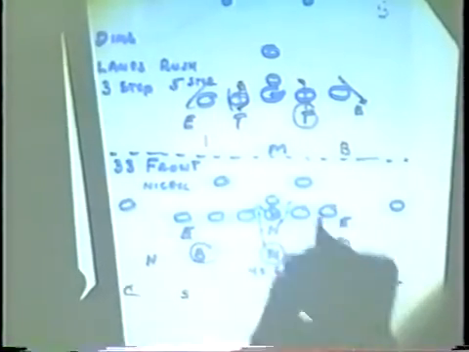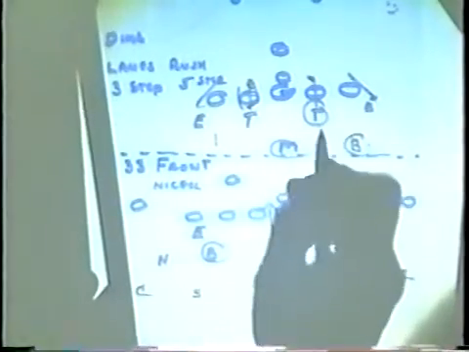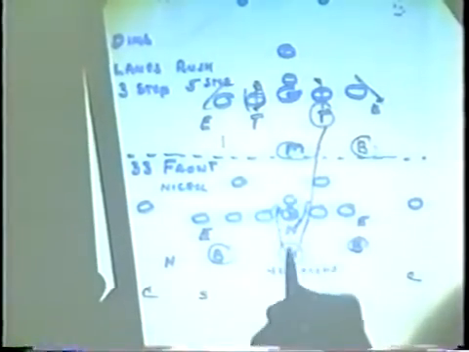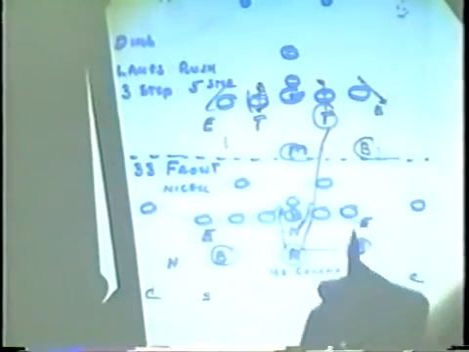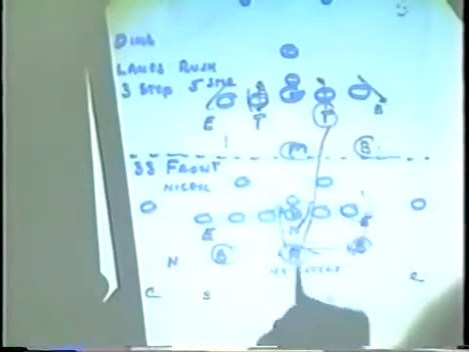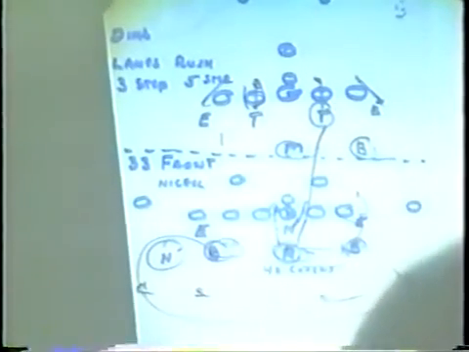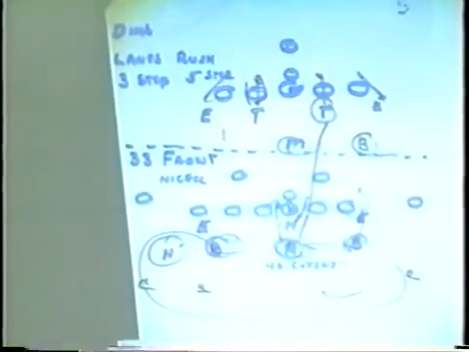These are still the same 2 backers that these 2 guys are, and you've merely replaced this guy with this guy. You run a game or a stunt, or bring them out here and run a game or a stunt with them, and you're running the same coverages with a 2-linebacker defense with your nickel back in there and 5 backs in the ball game. So that's the whole theory of the 33 defense.